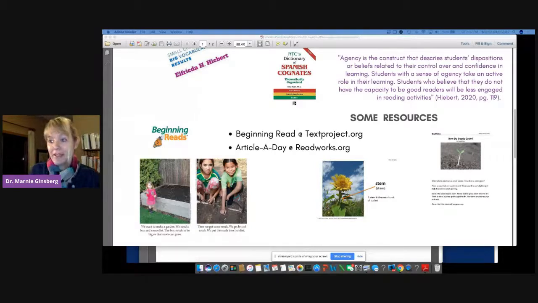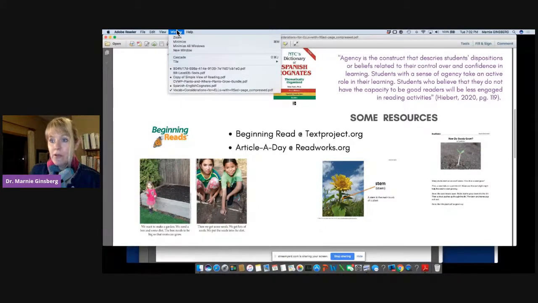Now I want to go back to the Article a Day because this is a great pairing. Again, Dr. Hiebert was behind some of the inspiration for the Article a Day at readworks.org. We talked about that last time, but I'm just going to point out a different way of using some of the same resources to pair images, text, and text sets. So again, same theme, because we know being on a theme is going to build our students' knowledge. Let's see if I can find it.